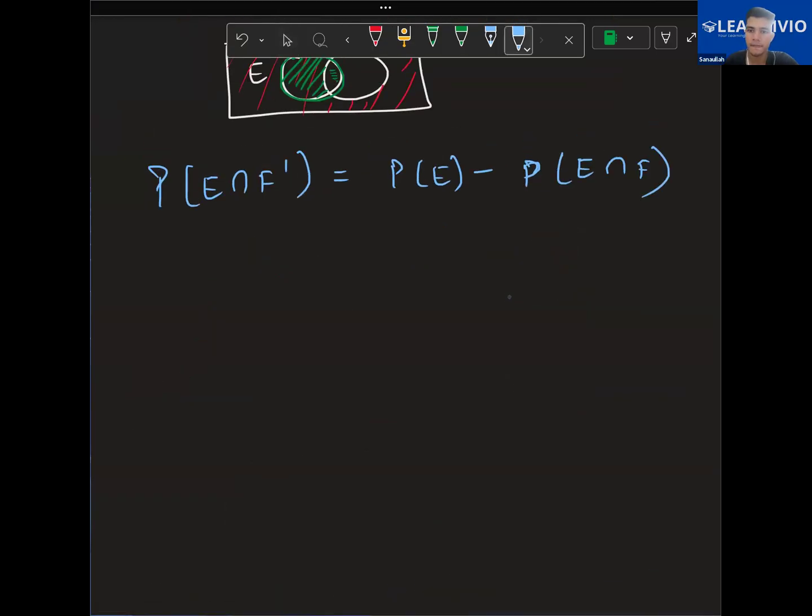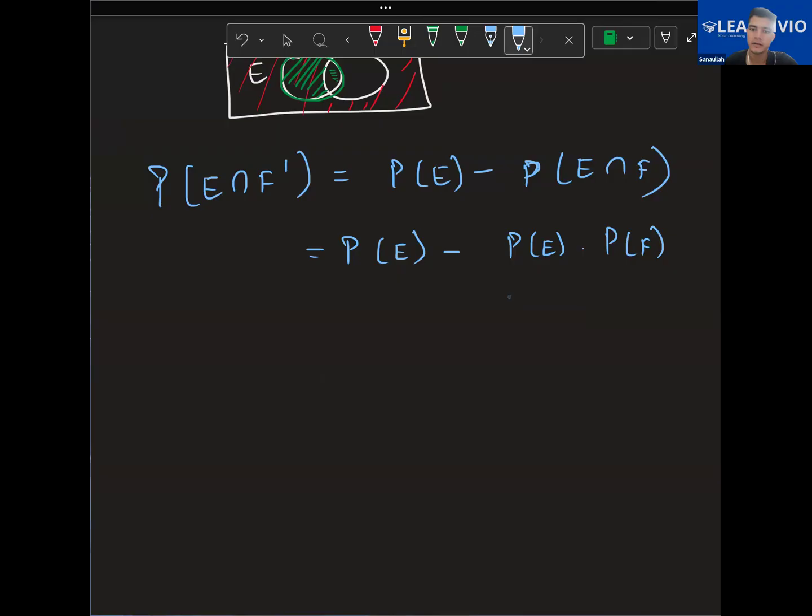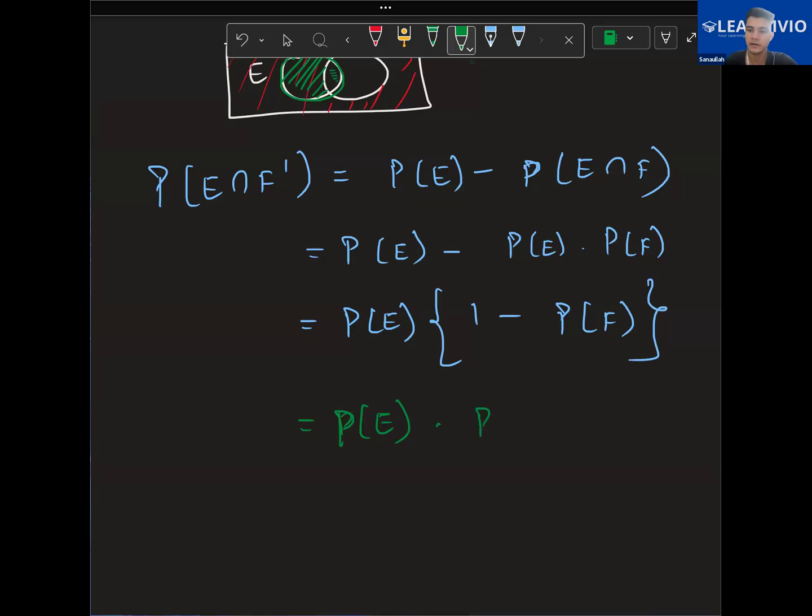So here, minus PE dot PF. Right. Now let's take PE common. Probability of E is common, 1 minus probability of F. And I can write this equation as probability of E into probability of F dash. Right. Because probability of F plus probability of F dash is 1.